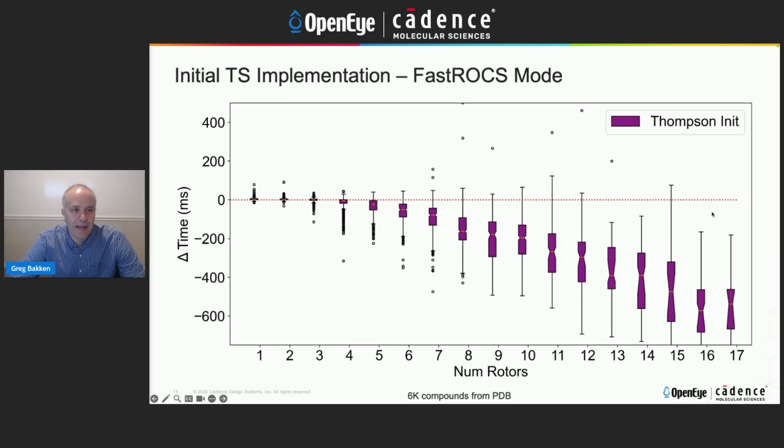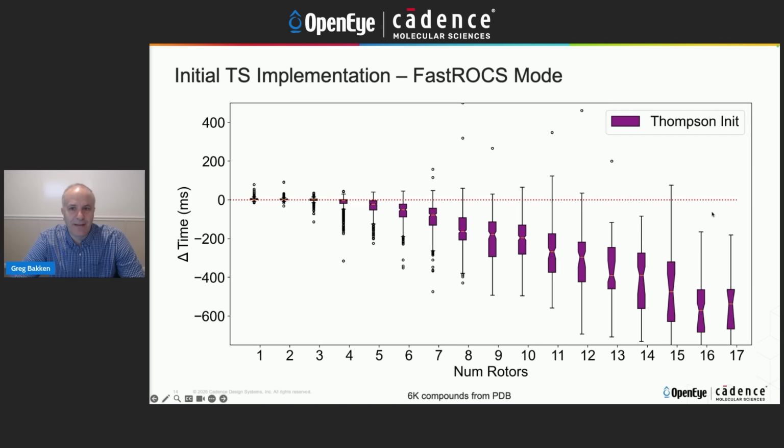Another way to look at this same data is just by making the y-axis a delta of time. So we're taking the Thompson sampling time and subtracting from it the exhaustive sampling time. And so we see a consistent decrease in the average time for ensemble generation throughout the different numbers of rotatable bonds. And we see we save more and more as we go to larger numbers of rotatable bonds. So for FastROCS mode, we're pretty happy with this. We see a nice, consistent improvement in time for generating these ensembles.